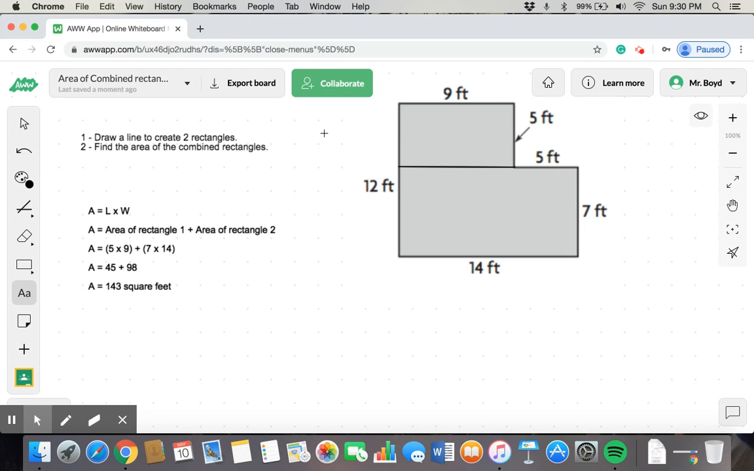Now again, when you multiply feet times feet, it will become square feet. If we were finding perimeter, we're just adding, so it would just stay as feet, but in area, your units always become squared because you're not just multiplying the length and the width, you're also multiplying the units, and the units become squared. So my answer will be 143 square feet.